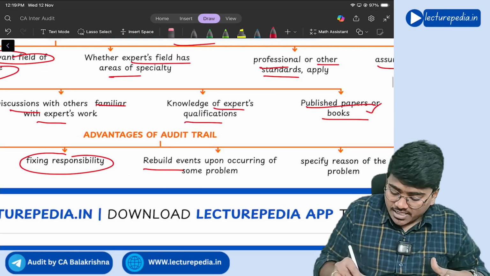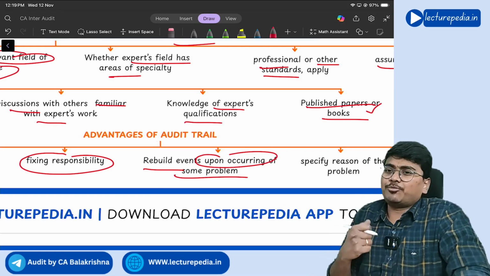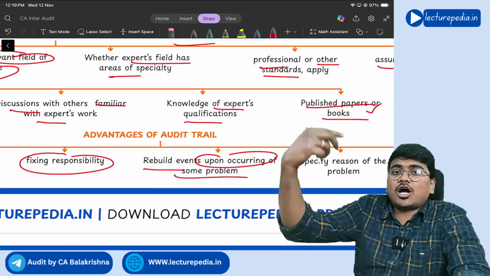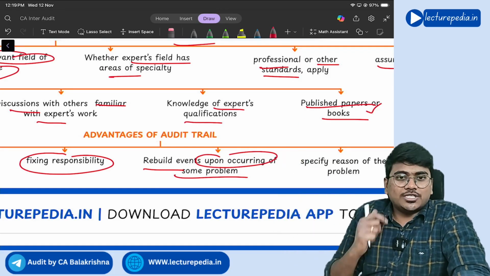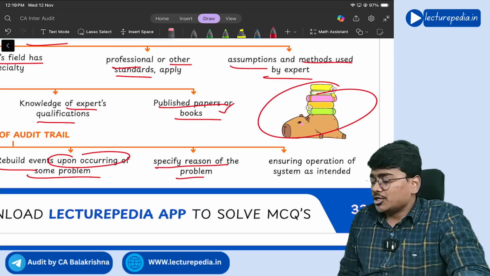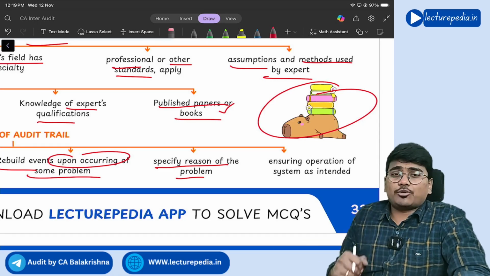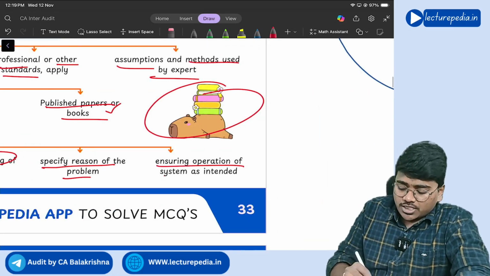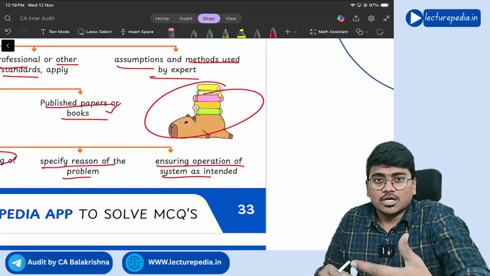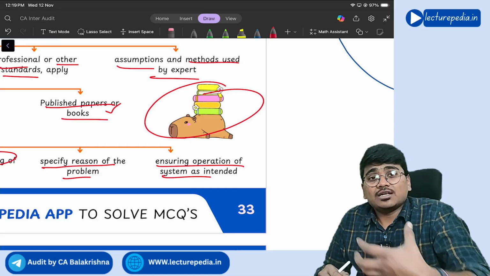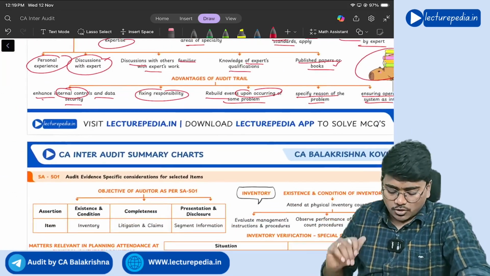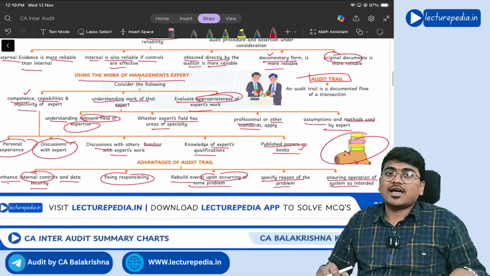Next, rebuild events upon occurrence of some problem. So if any problem occurs, either the auditor or management can rebuild, trace back to the origin of the transaction by going through the audit trail feature, correct or not? Yes. Next, specify the reason for the problem. So you can identify the reason for the problem that has occurred, and ensure the operations of the system are going as intended. So audit trail will help you with all these things. These are the advantages that you will get because of audit trail. So hope you understood what is meant by audit trail and its advantages.